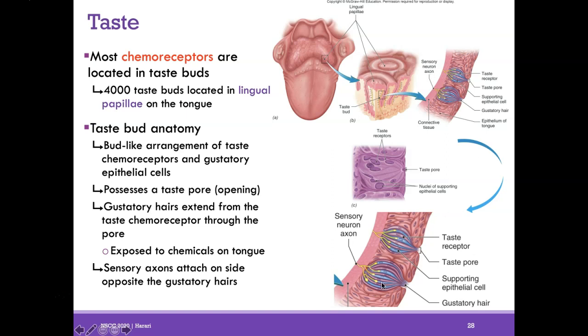So let's zoom in one more time. Here we have the taste pore. We have these little gustatory hairs coming through the taste pore. And in blue, we have these supporting epithelial cells. And in purple, we have taste receptors. And together, those make up a taste bud. And when a tastant interacts with a gustatory hair through the taste pore, these neurons will send nervous signals to the brain saying, okay, you just tasted something.